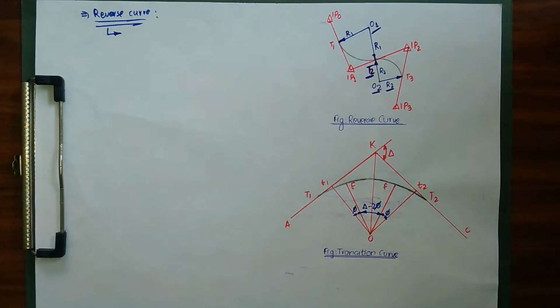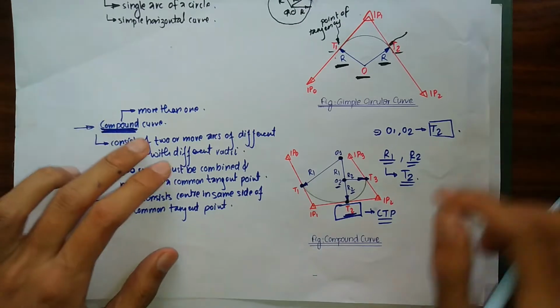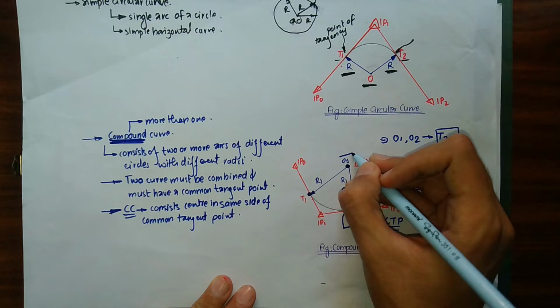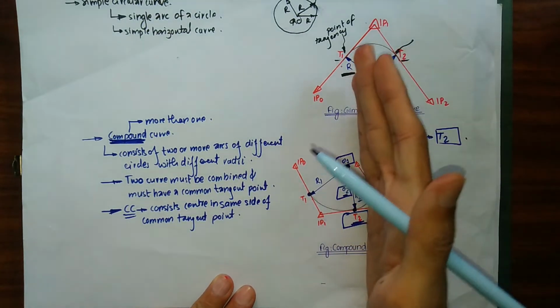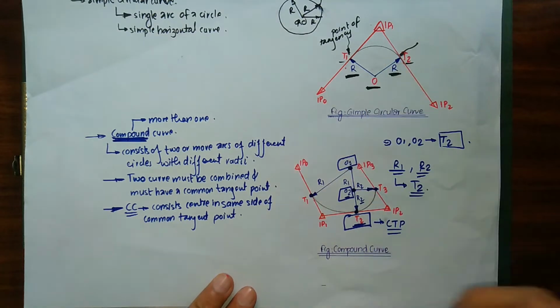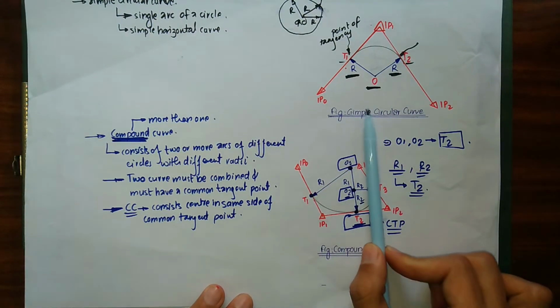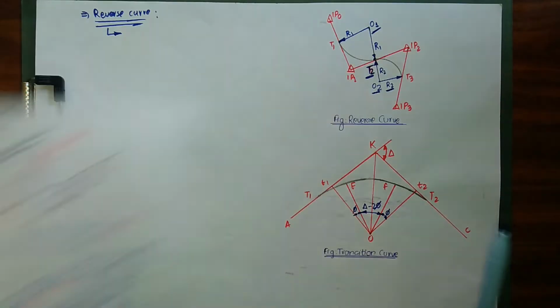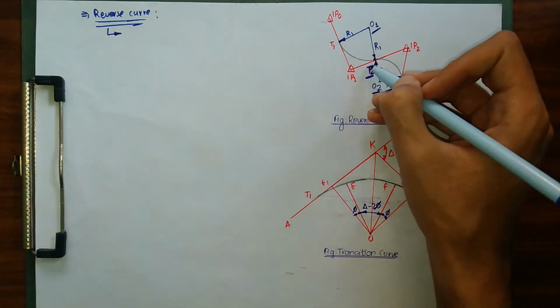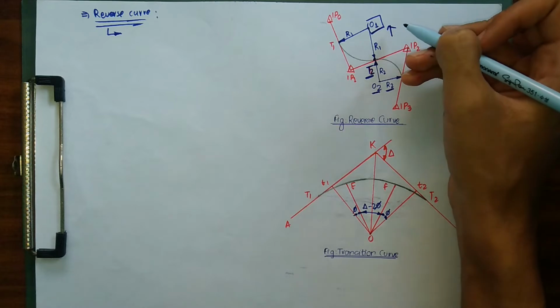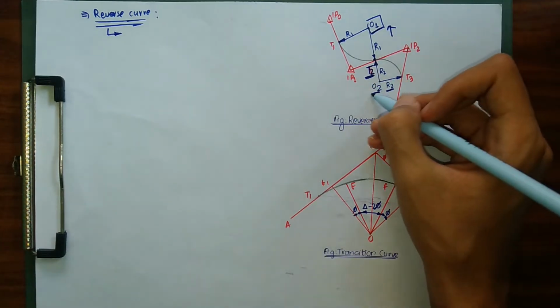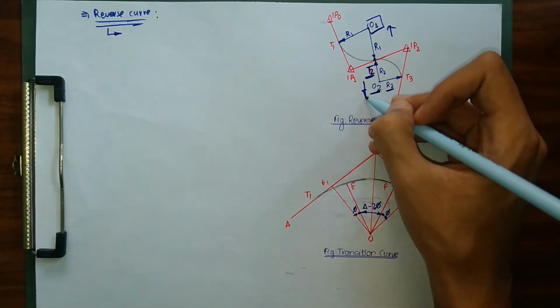But the difference between the compound curve and the reverse curve is, as I mentioned before, let me show the figure of the compound curve. In our compound curve, both the centers O1 and O2 lie on the same side of our common tangent point, both upward of it. But as you can see here, for our common tangent point T2, the first center O1 lies upward of this common tangent point, while our second center O2 lies downward of it.